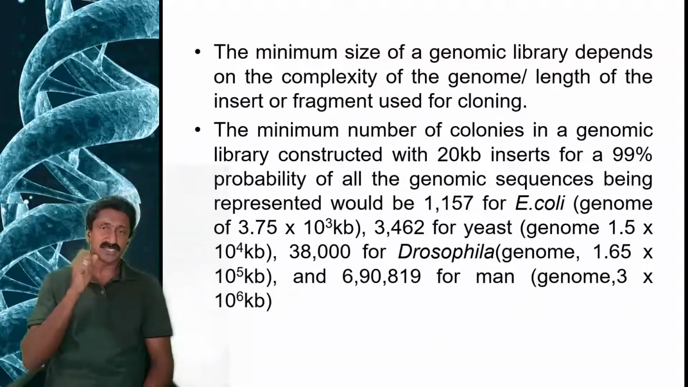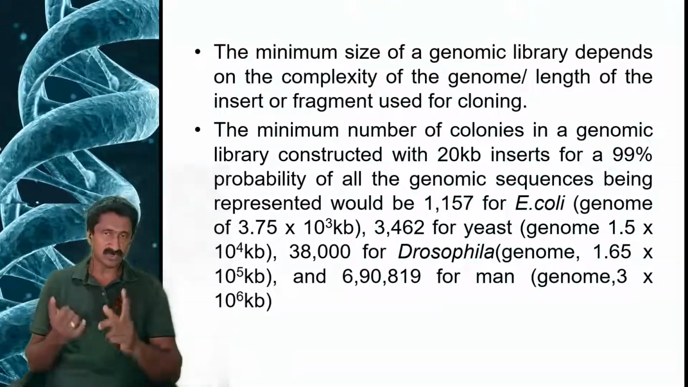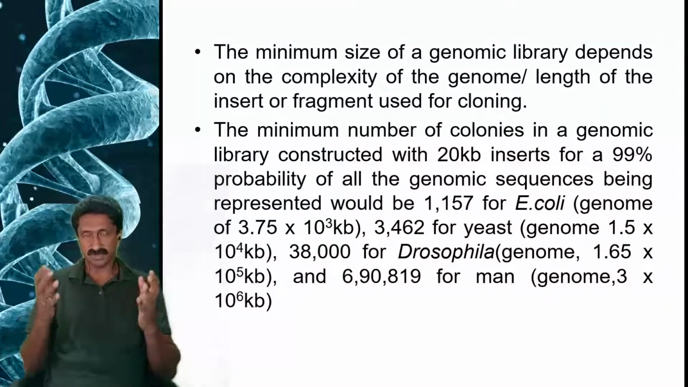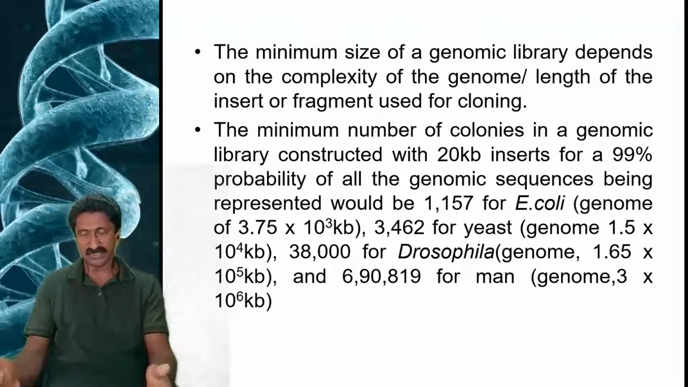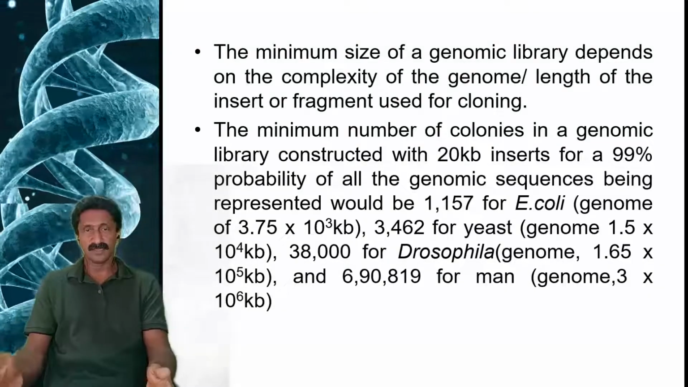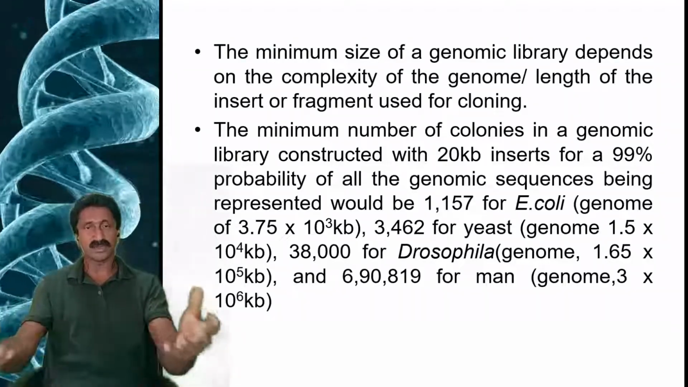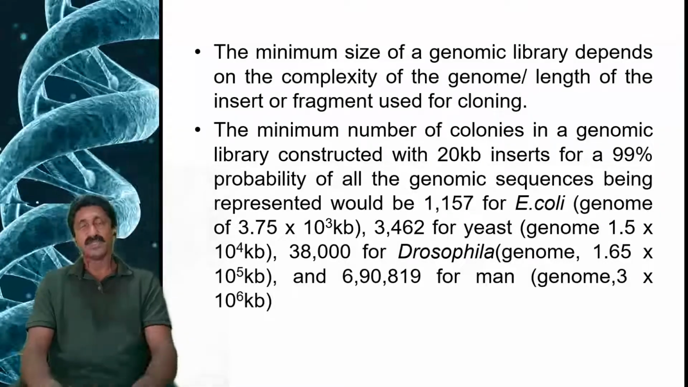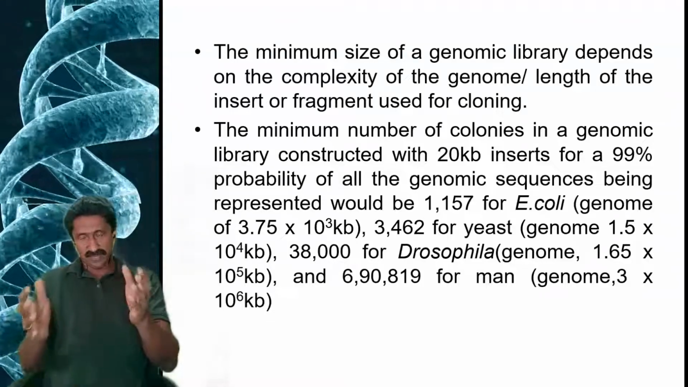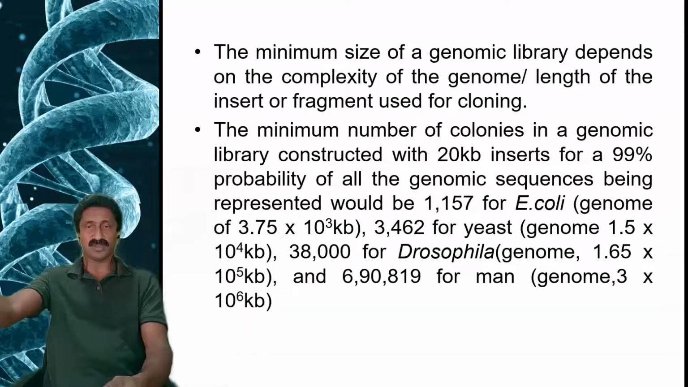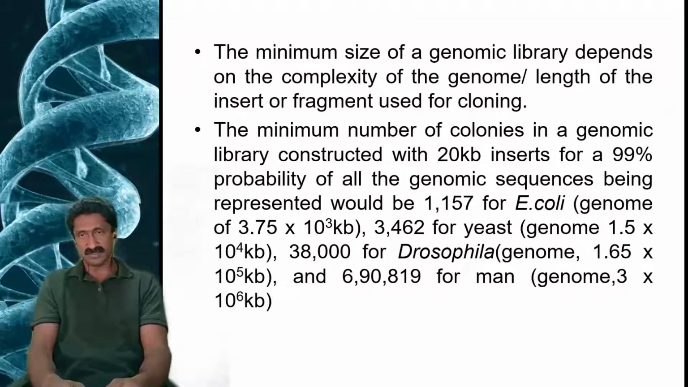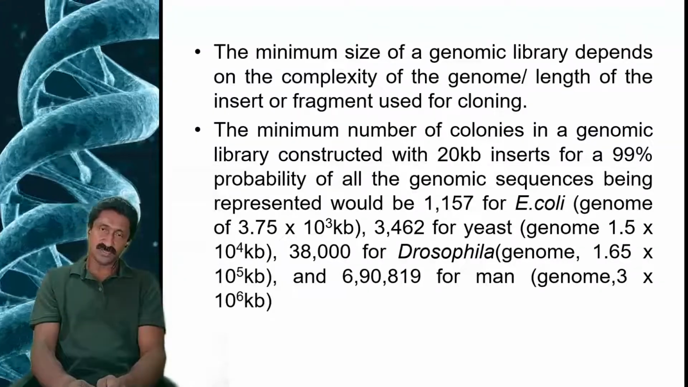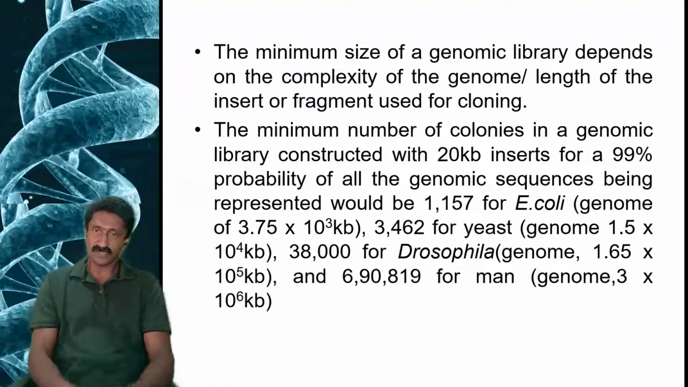So the complexity of the genome, or the size of the genome, is one of the factors: the quantity of base pairs in the genome is one of the factors. So larger genomes require a larger number of members in the library. Also, if the fragments that you are creating are shorter, you require more vectors, or if you are creating larger fragments, then you require only a minimum number of vectors. So this is how it works.